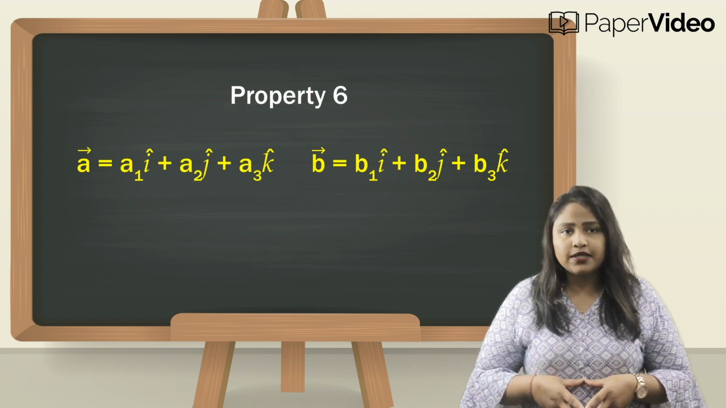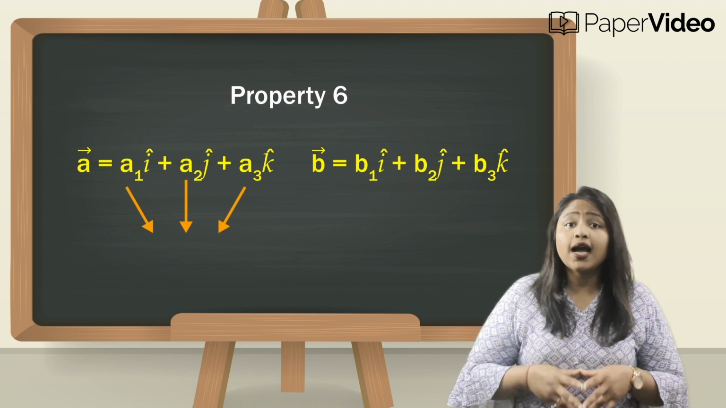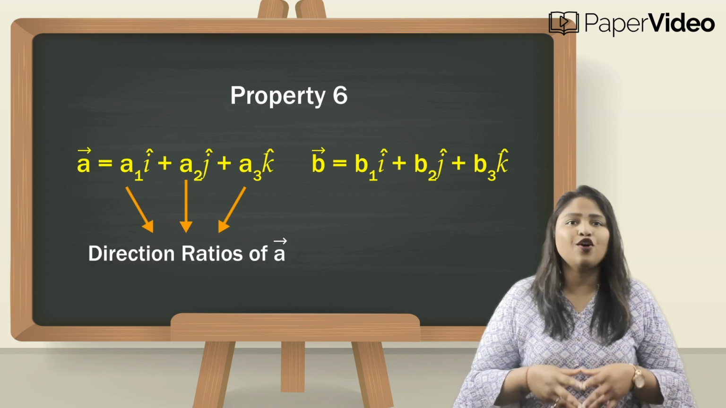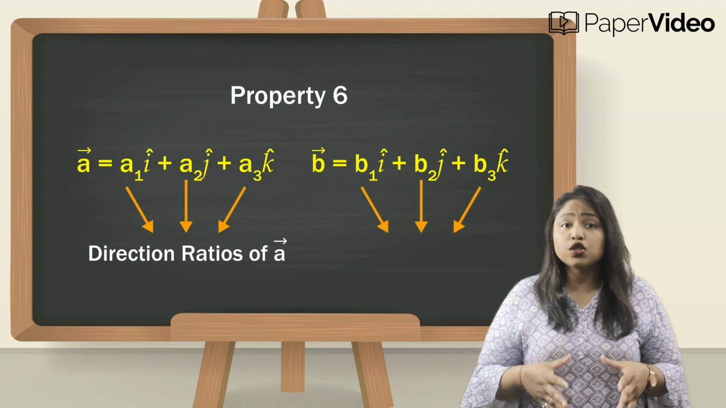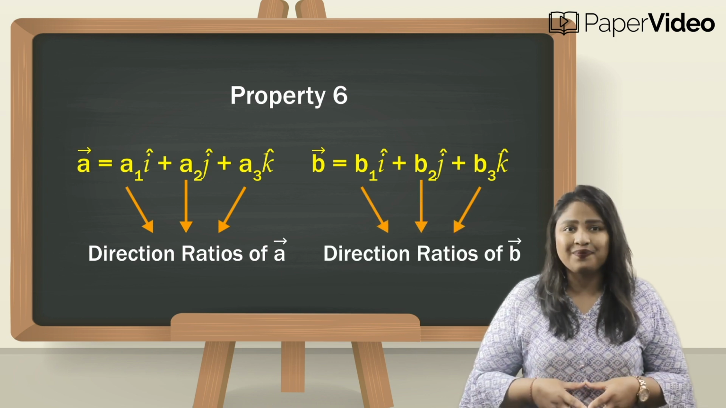According to the sixth property, a1, a2, a3 are also called direction ratios of vector A. Similarly, b1, b2, b3 are also called direction ratios of vector B.